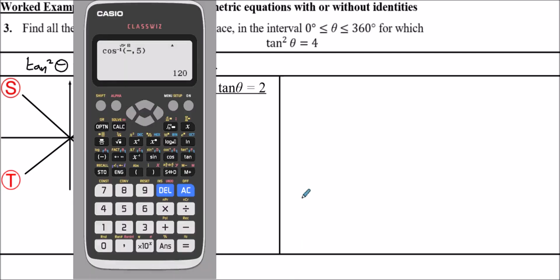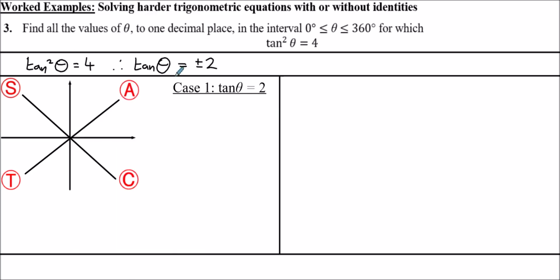All we need to do here is just do tan minus 1 of 2. So shift tan 2, and give it to one decimal place. You get 63.4. That's the principal value. So tan minus 1 of 2 is 63.4. We can label this on the CAST diagram to make it a bit easier for us. All of these acute angles in between the x-axis and the lines of the X are 63.4.